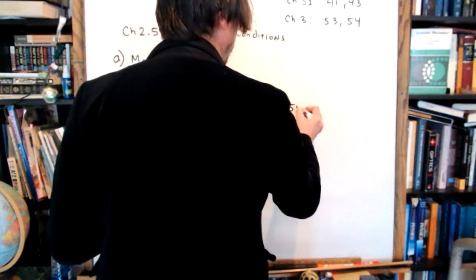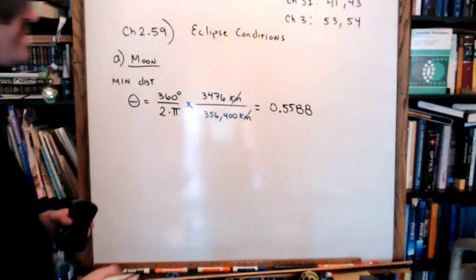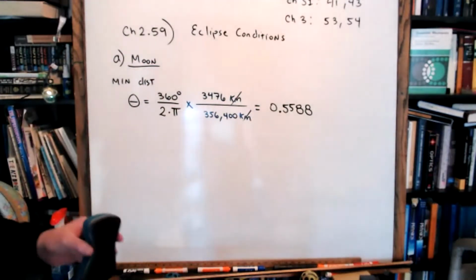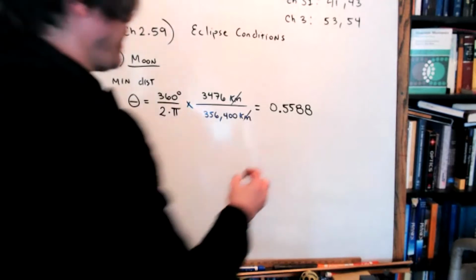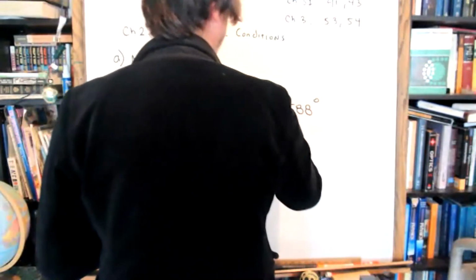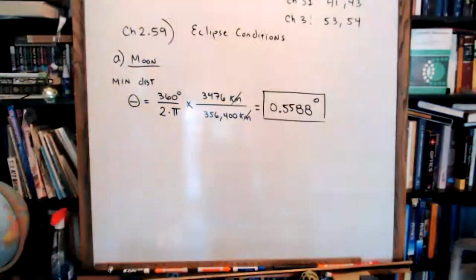And what are the units? Kilometers. Check it out: kilometers on top cancels kilometers on bottom. This is an angle. What units are left? Degrees. That's right. So 0.5588 degrees. Put a box around it.